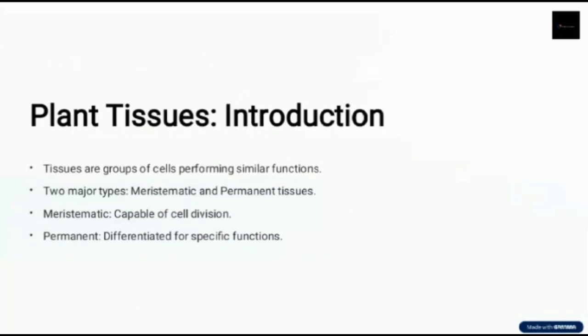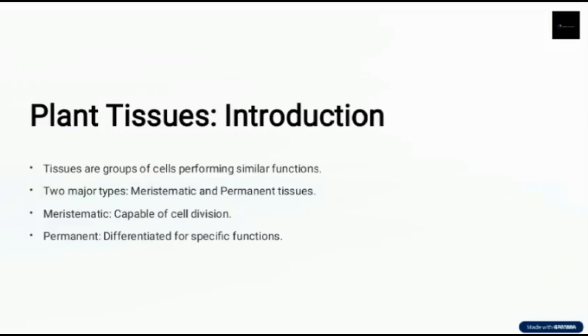We are still on anatomy though. Plant tissues. First of all, what are tissues? Tissues are groups of cells performing similar function. In plants, there are groups of cells that come together and are responsible for one specific function.